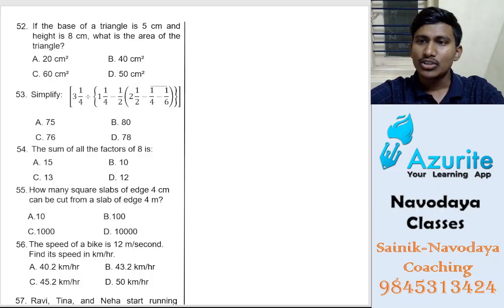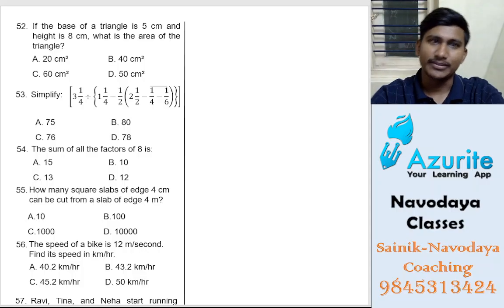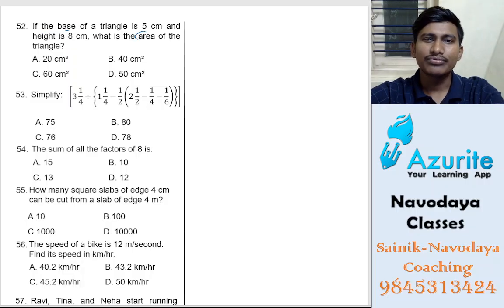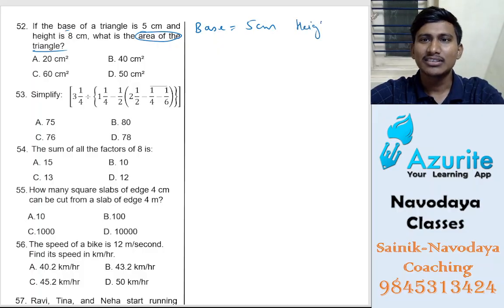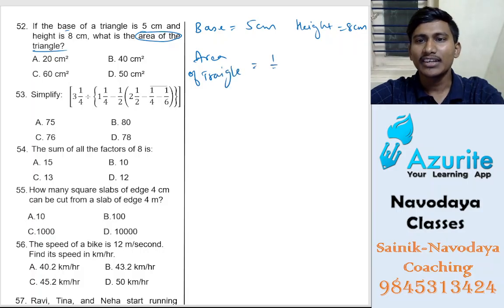Okay. So here is question 52. What is the question? It is very easy. We just now saw one question. Base area of triangle. Base is how much? That is 5 centimeter. Height is how much? That is 8 centimeter. How do we find the area of triangle? Half into base into height.